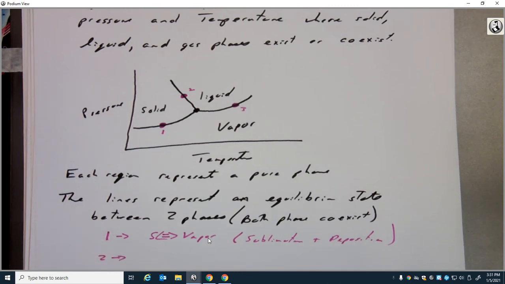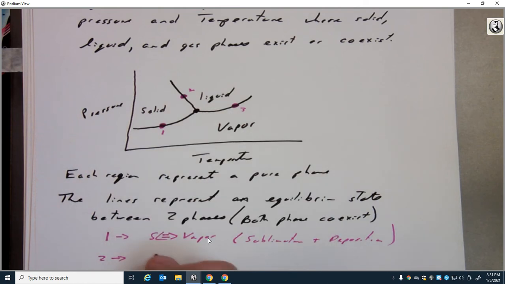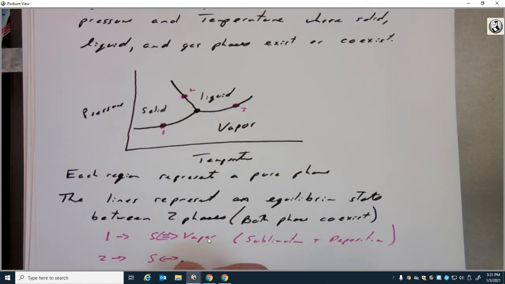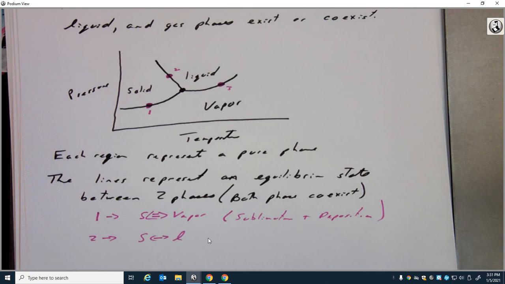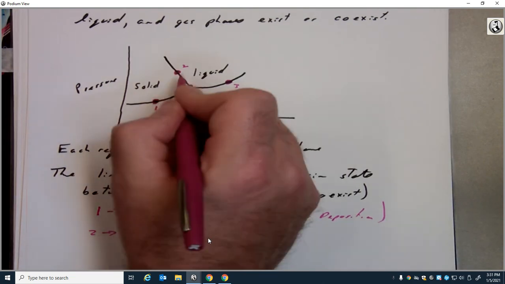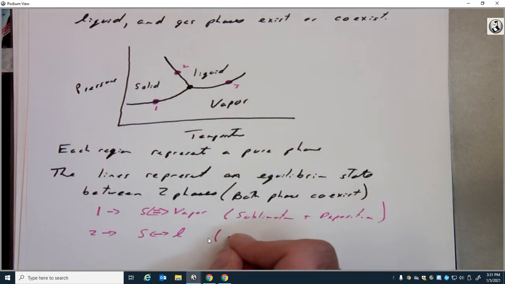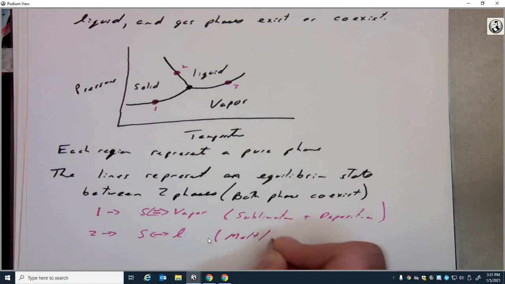All right, let's look at 2. Well, this is where we have an equilibrium between a solid and a liquid. Okay. We would have, at this point, both a solid and a liquid. All right, so this is where our phase change is melting and freezing.